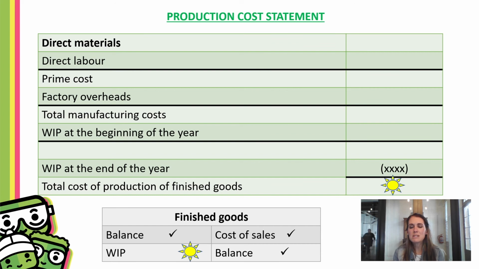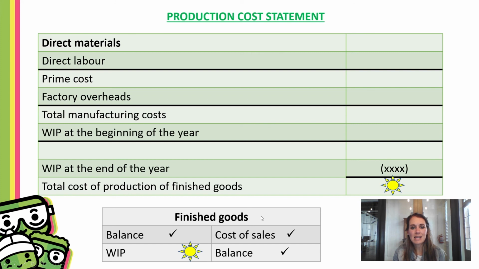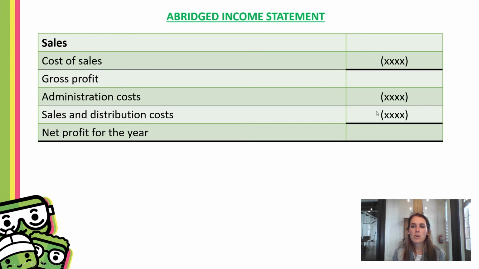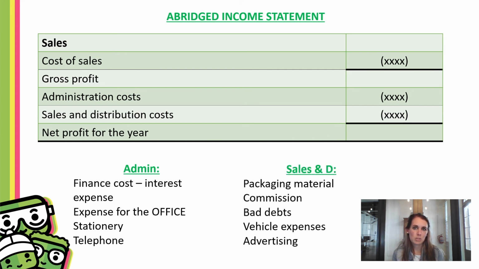So just keep this in mind. If there's no way to go forward, you might have to calculate a finished goods account first. And then the abridged income statement. We've got sales at the top, then minus cost of sales. It's the same cost of sales that we've entered over here. And then we get our gross profit. We minus admin, and we minus sales and distribution. So over there, I've listed the admin costs and the sales and distribution costs.